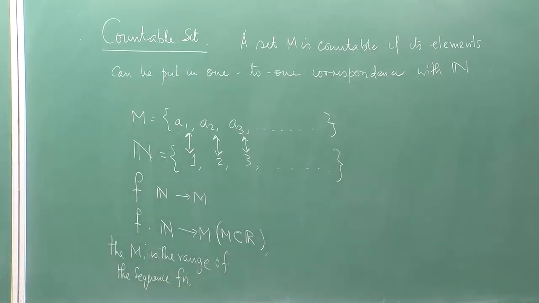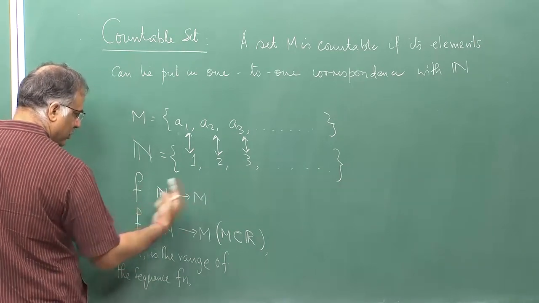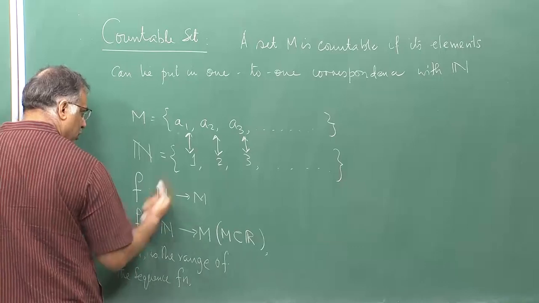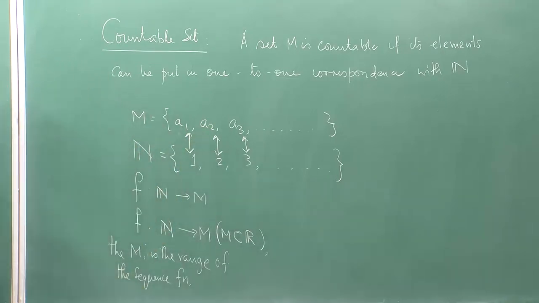I have not spoken about functions literally doing the definitions, but I expect that since you are already in high school and above, you would have some idea of what functions are. So this whole procedure is a one-to-one function. Similarly, there can be an inverse function, which is also a one-to-one function. The f inverse is from N to M. So f of a1 would map to 1, f of a2 would map to 2, and so on and so forth.